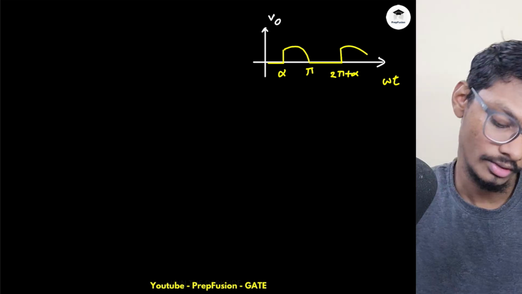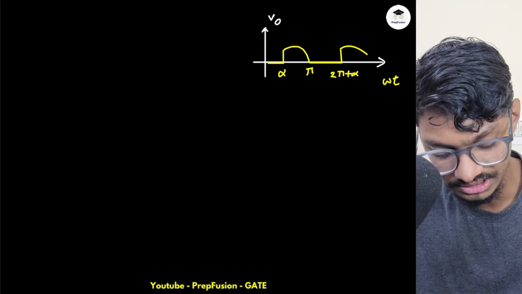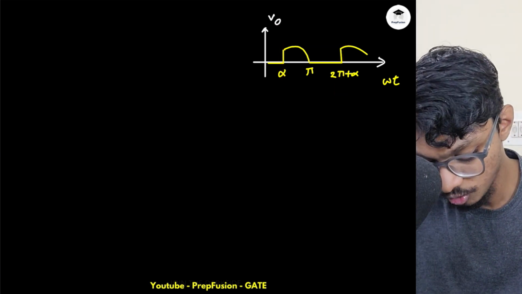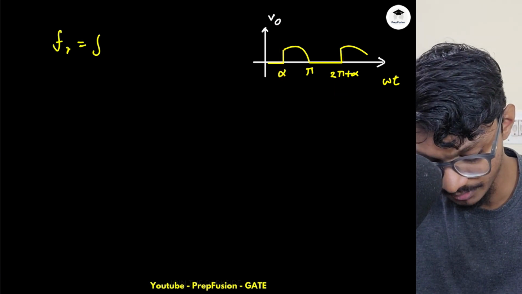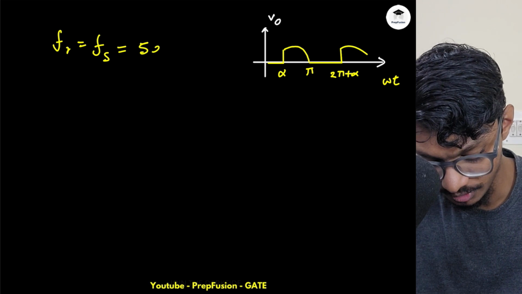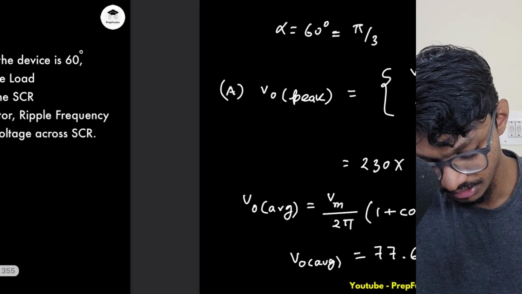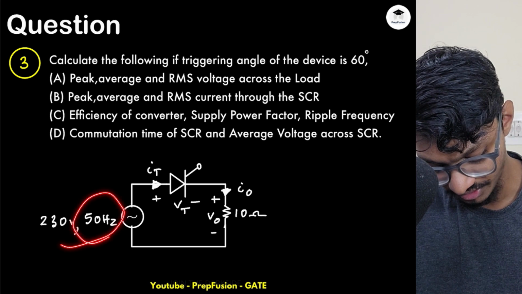Right? So it will go like this. Basically they are asking us about the frequency. What is the frequency? Frequency is the same, right? It is repeating after every 2 pi cycles. So my ripple frequency will be equal to my supply frequency, which is 50 hertz, because they have provided the supply frequency here. If you see, they have provided the supply frequency as 50 hertz.